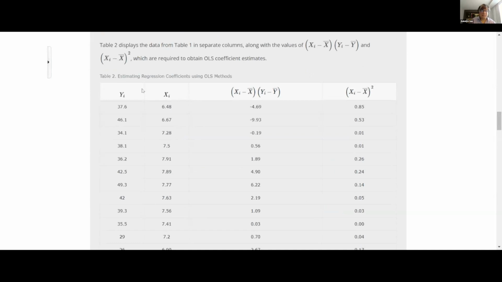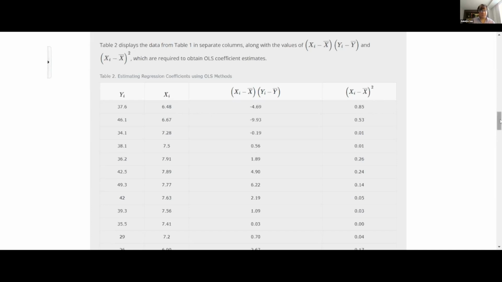And then you multiply the subsequent results. And when you do that, you can see for the first row, I get a value of negative 4.69. And then the second row, negative 9.93, and so on and so forth. Now in this column, all I have to do is take Xi, each of these values, and subtract it from the mean of 7.4. And then I just square it. And then I get these corresponding values.